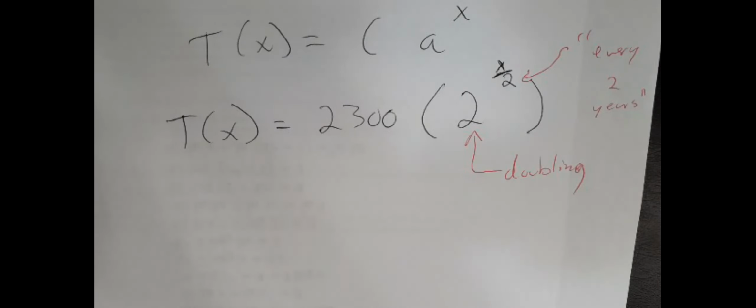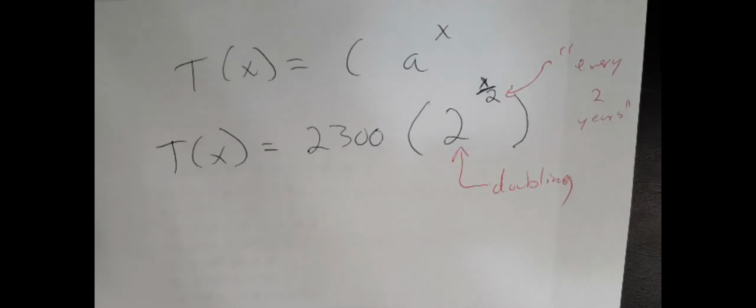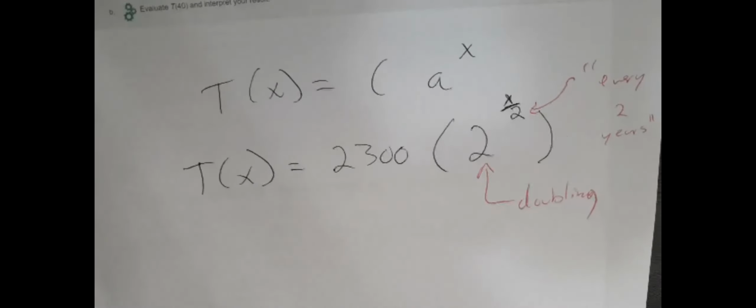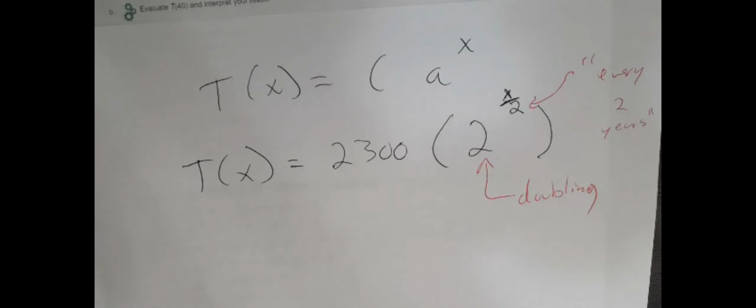Okay. So if they said it doubled every 3 years, how would I change that? X divided by 3. X divided by 3. Right. Okay. So if we evaluate, what, T of 40?